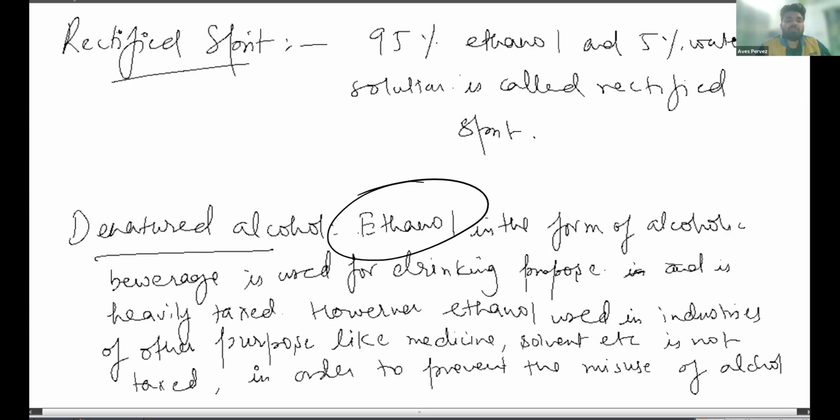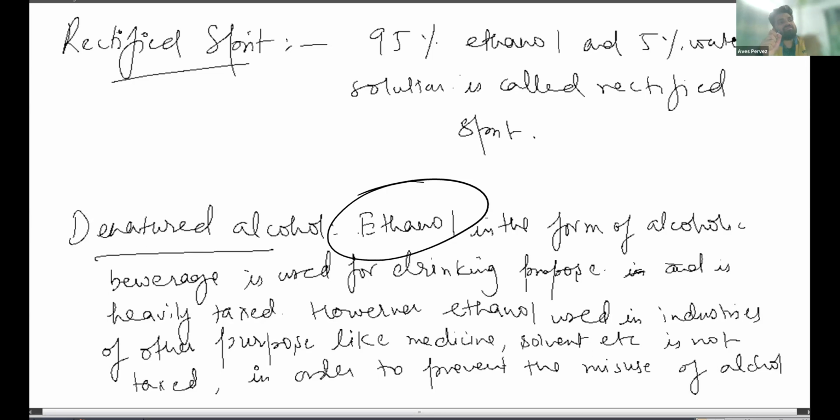But ethanol is not only used for drinking purposes, it also acts as a good solvent. For example, it may be used in the paint industries and in the medicine industries, because it is a good solvent, and it is also used for medicinal purposes.